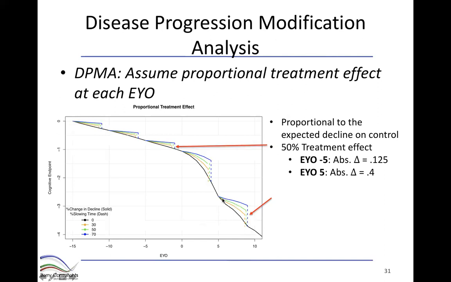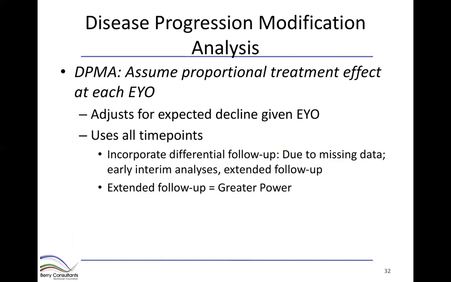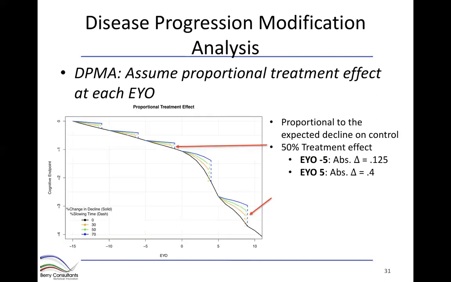Whereas if we enroll someone later on in the disease and they're expected to decline 1 point, then under a 50% slowing, we would expect them to decline only half of a point. So the magnitude will be much larger there. So this model does two things that we hoped for. It adjusts for the fact that some people are just not expected to decline, and these subjects over here will be weighted less in our analysis, whereas the subjects who are enrolled here, where a large difference is expected, will be weighted more in the analysis.